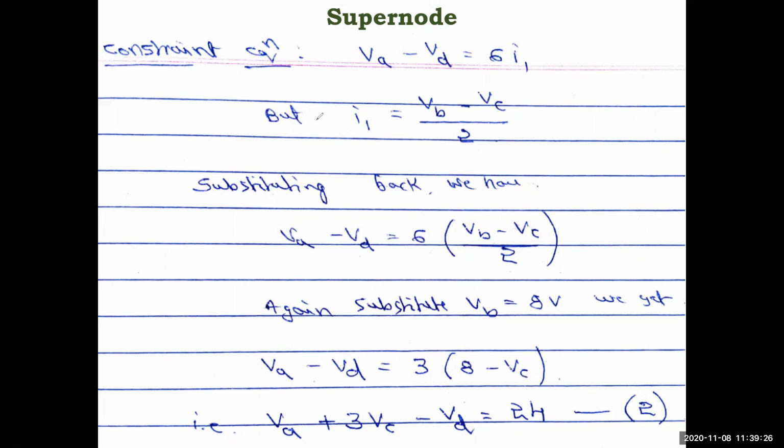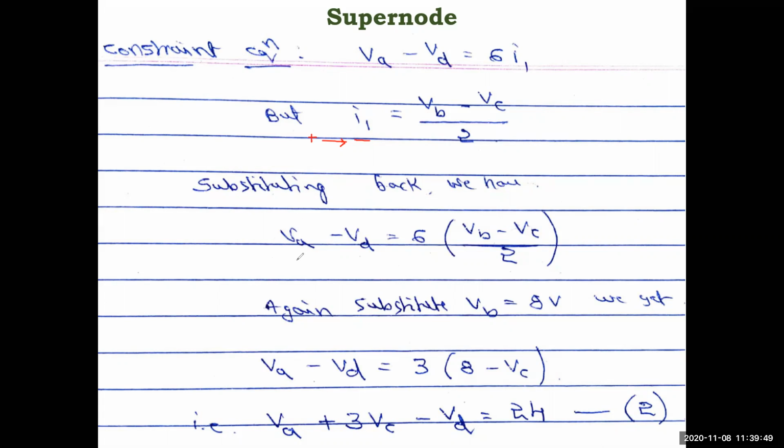Equal to 6I1, and then the controlled equation. I have not mentioned this, but the controlled equation you will understand. It is VB minus VC by 2, because I1 is shown on this side. That means current entering the node will be plus and current leaving the element should be minus, right? That's why on the VB side I have taken plus, minus VC by 2.